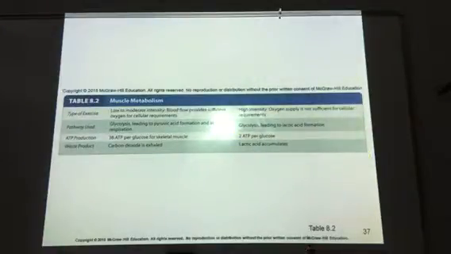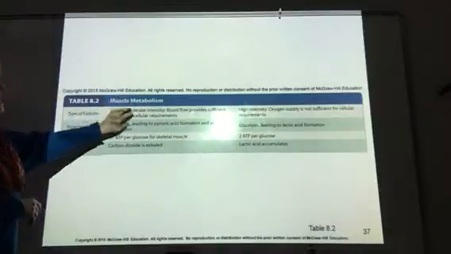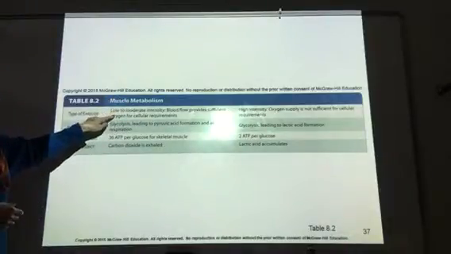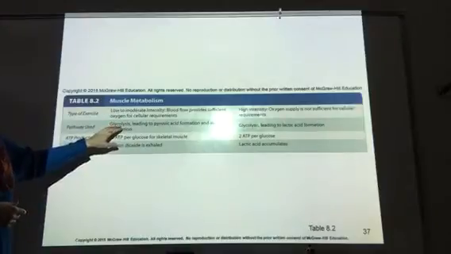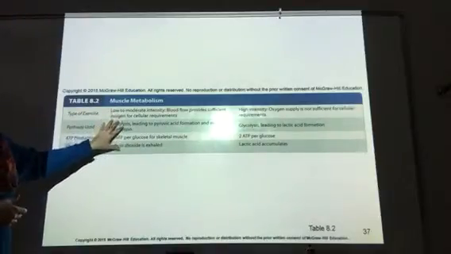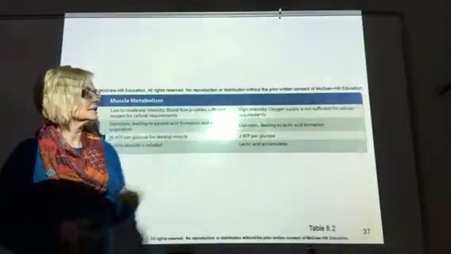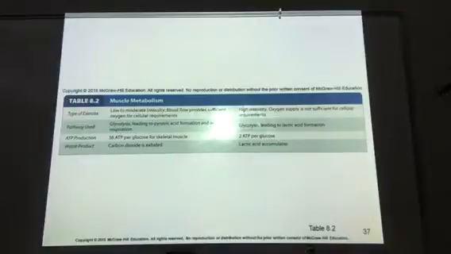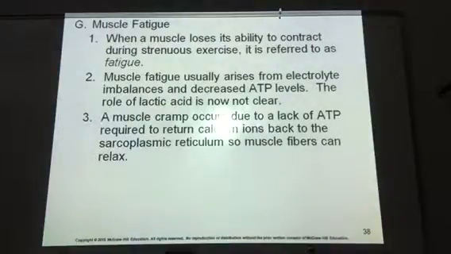Here you can see, kind of interesting, low to moderate intensity, so walking, things like that. It's going to use glycolysis. It's very simple. I'm not going to have an oxygen debt, where high intensity exercise I'm going to fatigue. I'm assuming everyone has had some muscle fatigue at some point.